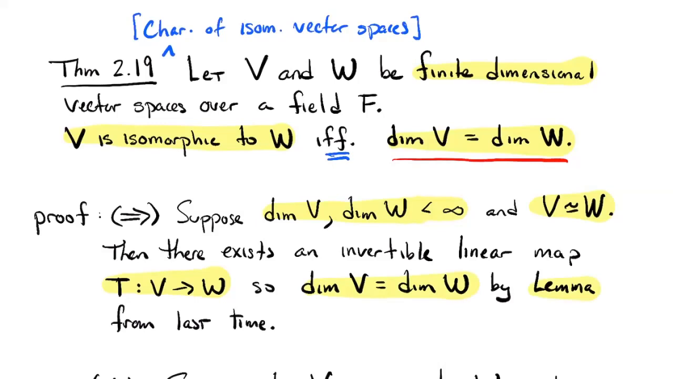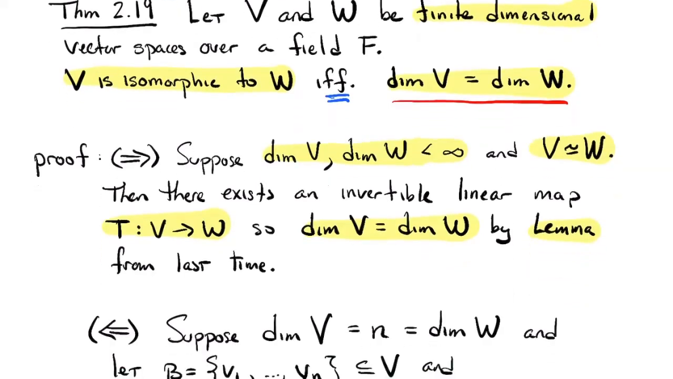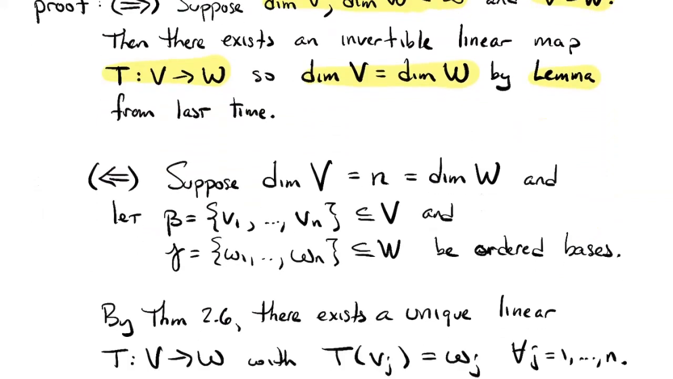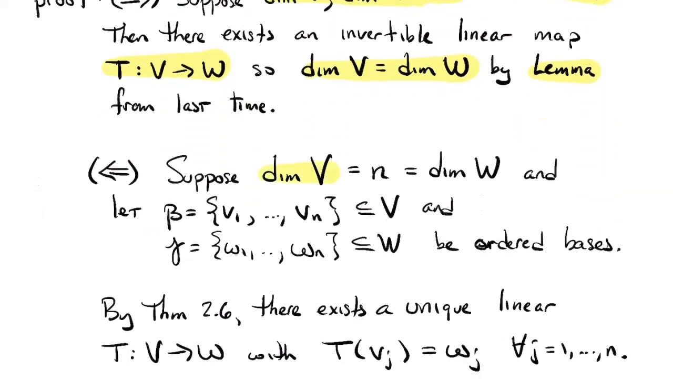If you're isomorphic, then there's an invertible linear map, and that means the dimensions have to be the same in the finite dimensional case. So the first half of this theorem is really just that lemma that we proved last time. So what about the other way? If you give me a vector space V and its dimension is n, which is the same as some vector space W, how do I write down this invertible linear map?